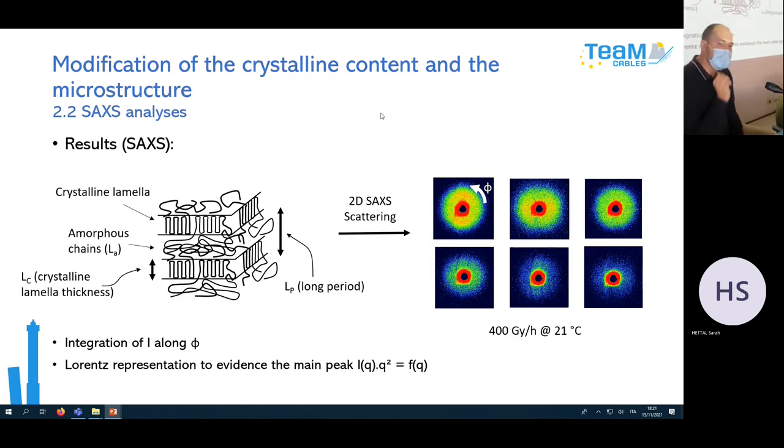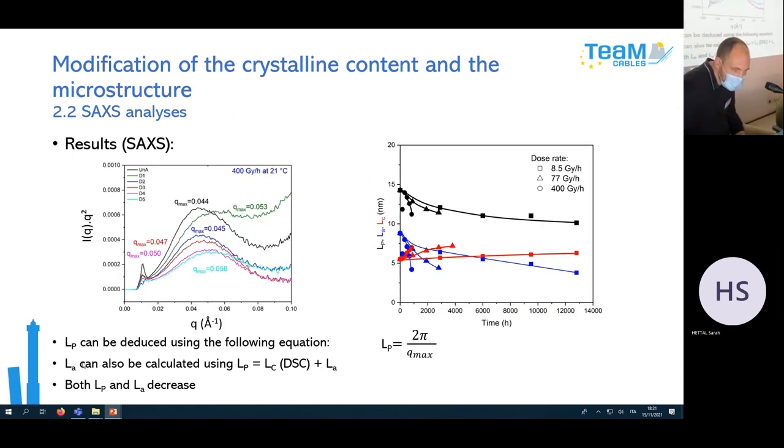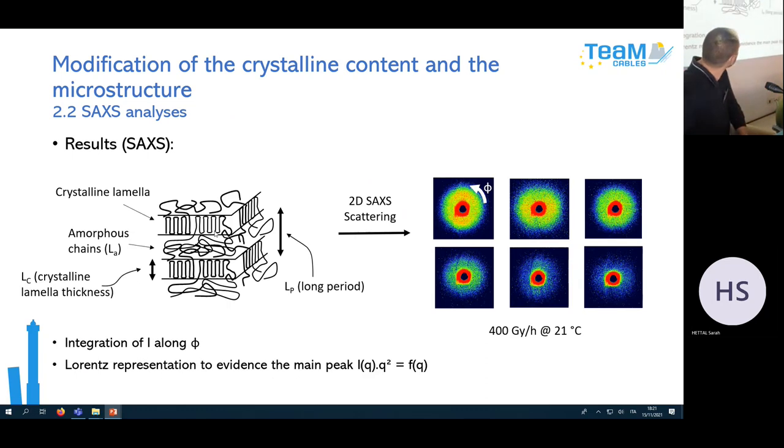The second technique that we wanted to use was the SAXS analysis. As I said, the SAXS analysis is to probe the distances within the microstructure. To be clear, with the WAXS analysis, I don't know if you can see my arrow here, the unit cell is what I draw with my arrow here.